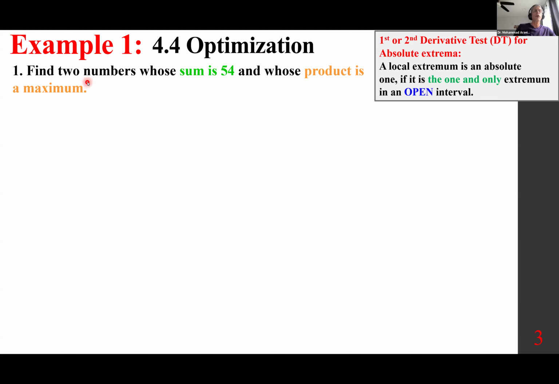For example, find two numbers whose sum is 54 and whose product is a maximum. That means you have to define the variables. The two numbers, let's say they are x and y. You want to maximize the product P equals x times y. And the constraint is the sum x plus y must be 54.